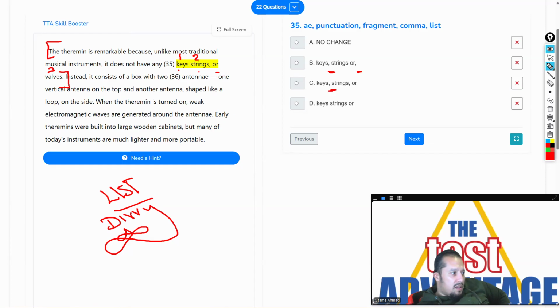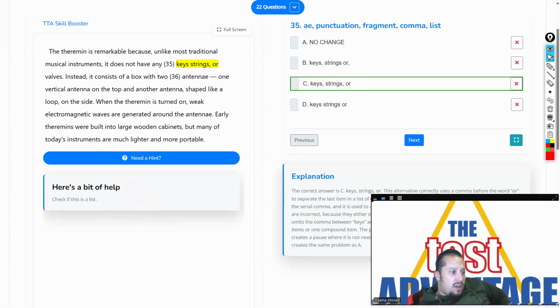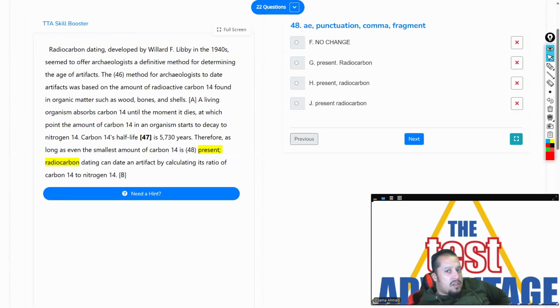Asrar Malik? Come on, keys, strings though, seriously? But or, right? So here we're gonna say keys, strings, or so on. We're going here with the answer C. I don't know what C is for, honestly. Here's another one.